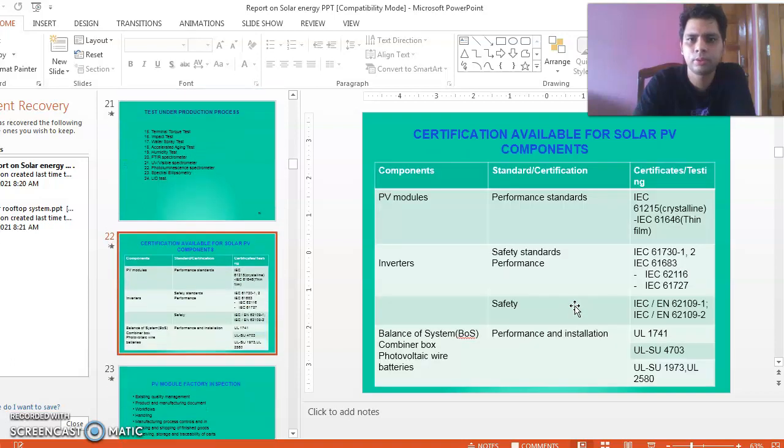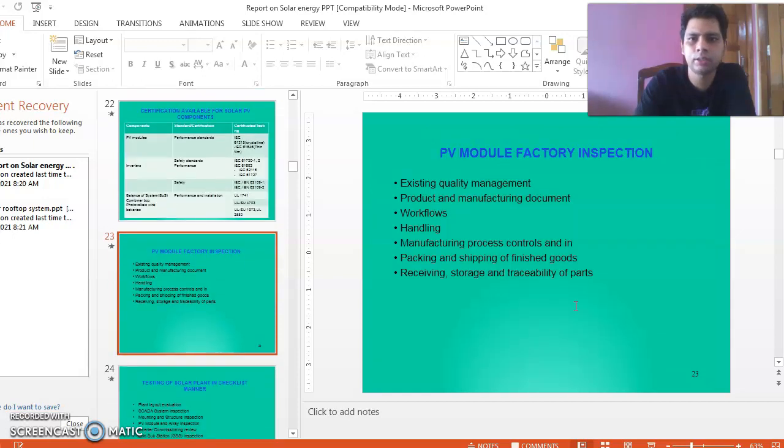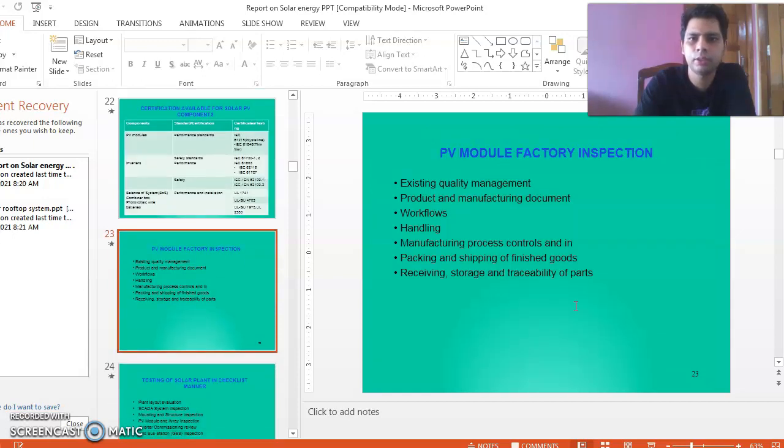Test under production process is there, and these are the IEC standards for the solar panels. PV modules IEC 61215, inverter IEC 61727, balance of system UL 1741. This is the International Electrotechnical Commission standard rating. PV module factory inspection is there.